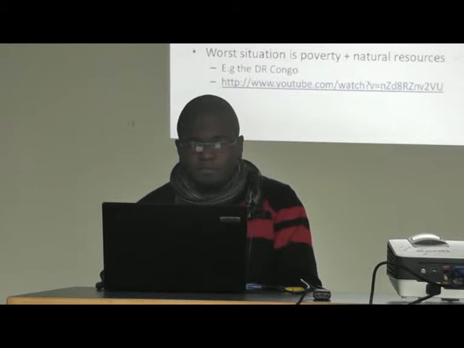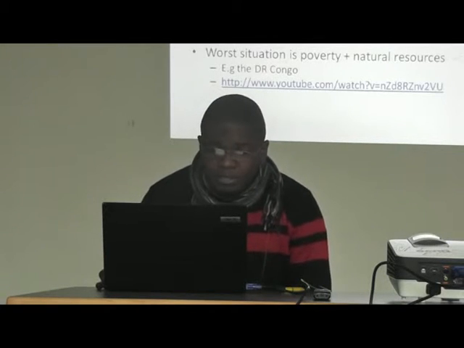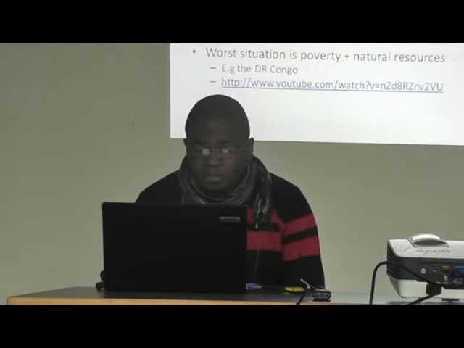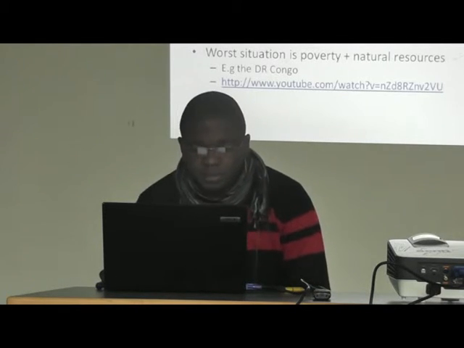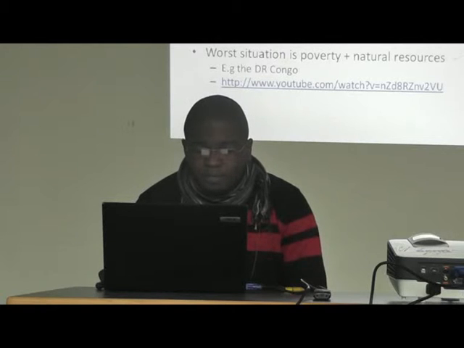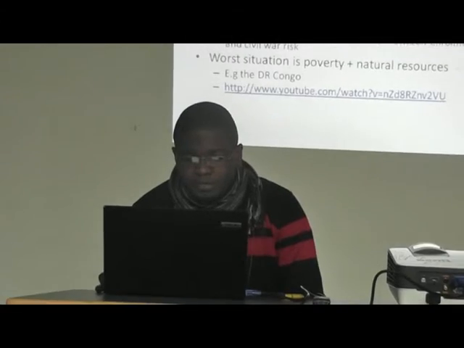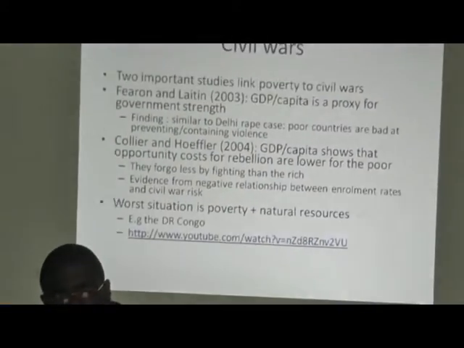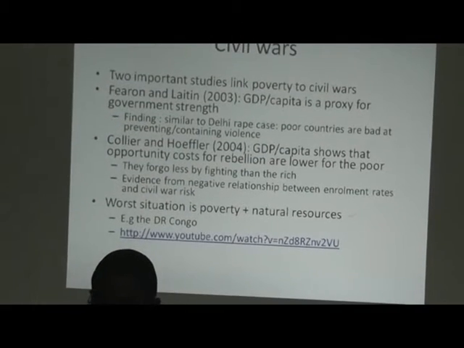A graph. The last one is about civil war. There are two important studies which link poverty to civil war. The first one has used the GDP per capita as a proxy for government strength. And the second one is actually a finding again, which finds that GDP per capita shows that opportunity costs for rebellion are lower for the poor.